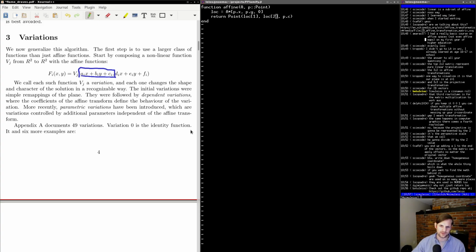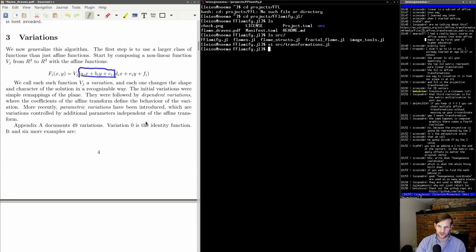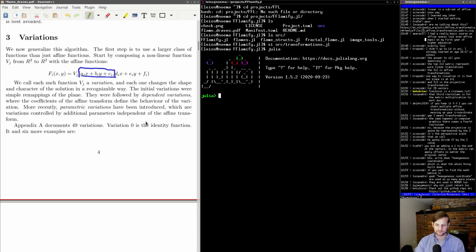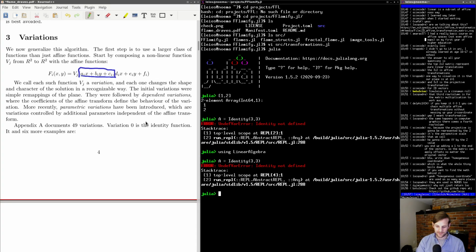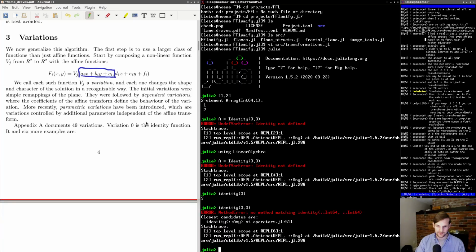Let's just mess around with it in Julia really quick, because at this point I'm a bit confused. So we're going to do Julia, and let's just create a point location 1, 2, okay? And we're going to say A is going to be equal to, for now, just the identity matrix. I think I can just do identity of 3, 3. Does that work? Using LinearAlgebra. Okay, now let's try identity 3, 3. Identity not defined. How do I create an identity matrix in Julia?